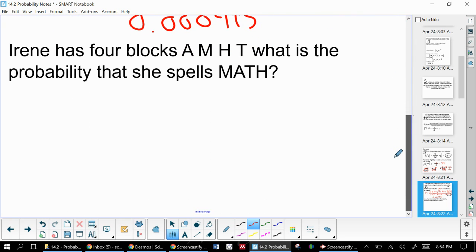Okay, so take a look at this one and see if you can try to figure that one out for me. Irene has 4 blocks, an A, an M, an H, and a T. What is the probability that she spells math? Keep in mind she is 1. She doesn't know how to spell yet.